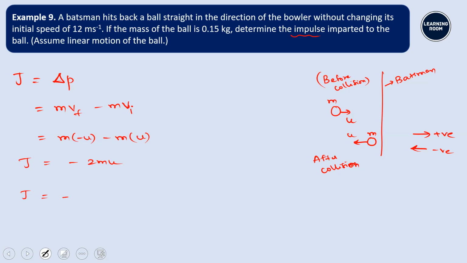So J will be equal to minus of 2 into M, which is 0.15, into U. So how much will be the answer? 24 into 15 divided by 100. So calculate that value. Those many kilogram meter per second or Newton second is going to be the required answer.